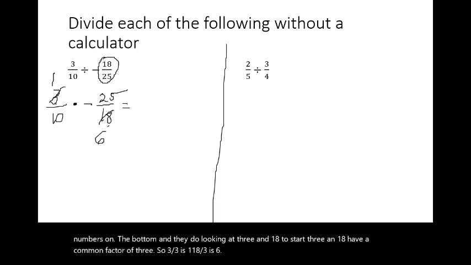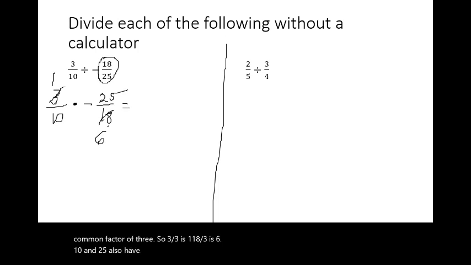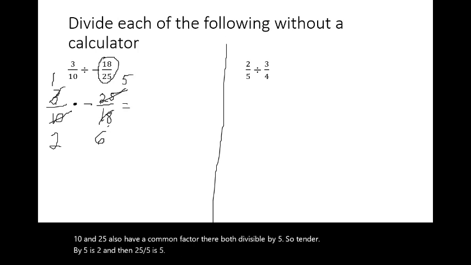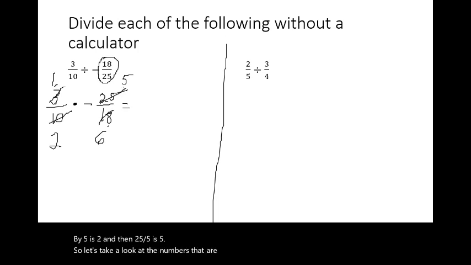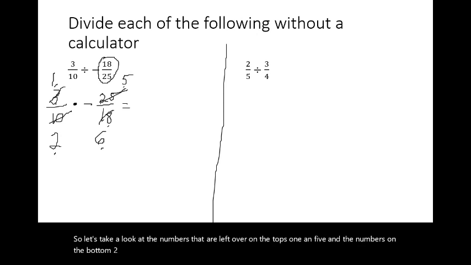10 and 25 also have a common factor. They're both divisible by 5. So 10 divided by 5 is 2, and then 25 divided by 5 is 5. So let's take a look at the numbers that are left over on the tops, 1 and 5, and the numbers on the bottom, 2 and 6. It doesn't look like any of the new numbers on the top have any common factors with the new numbers on the bottom, so that means that we are ready to multiply.